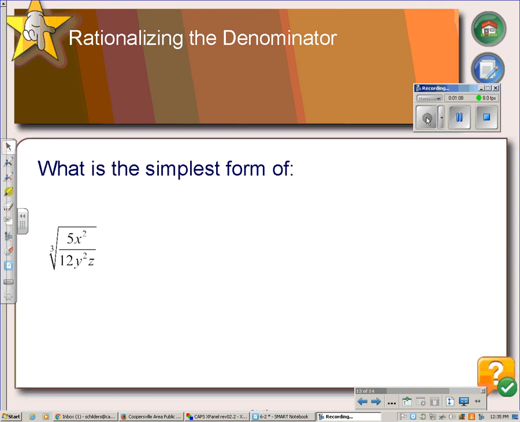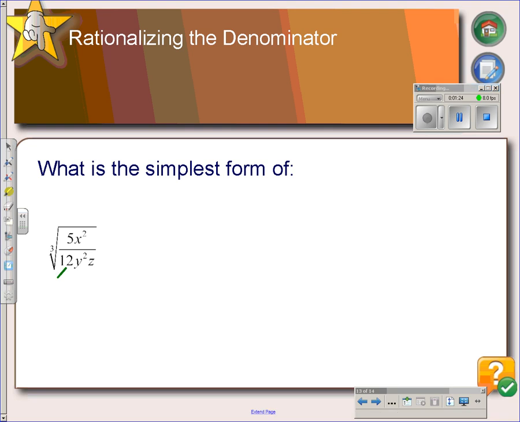Now this is the most difficult part about radical expressions, rationalizing the denominator. So the rule is that a radical expression is in simplest form when there is no radical in the denominator. So we want to simplify this, so we'll start by taking our 12 here and factoring it. So 12 is 2 times 2 times 3.